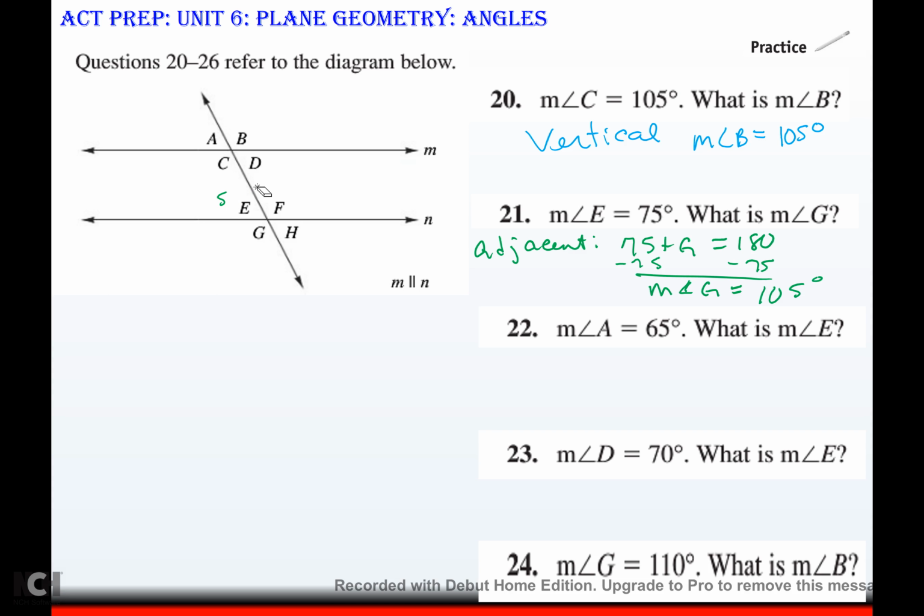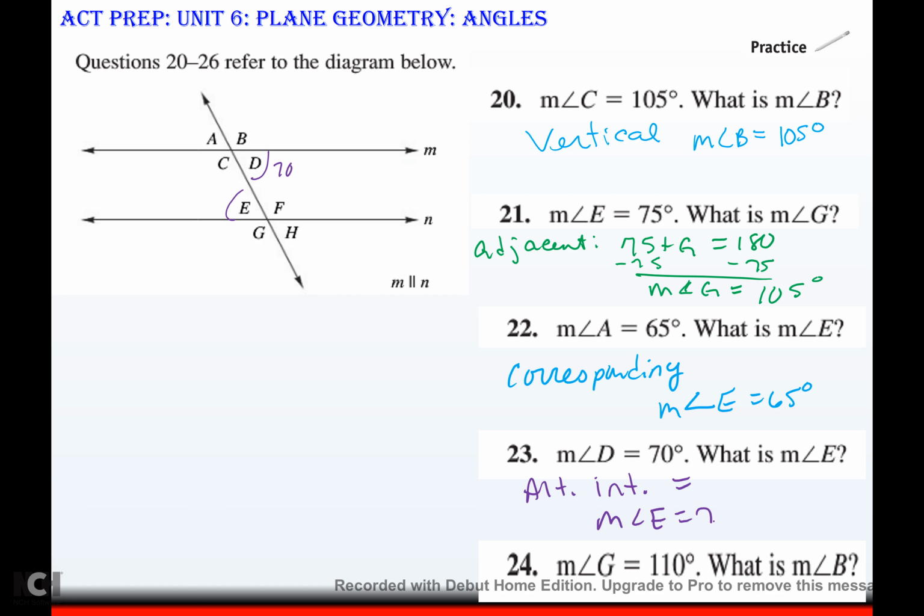Alright, on 22, it says if measure of angle A is 65, what is the measure of angle E? Well, A and E are corresponding angles, which means they're equal. So the measure of angle E has to be 65 as well. Okay, 23 says measure of angle D is 70 degrees. What's the measure of angle E? Well, those are alternate interior angles, which means they're congruent. So the measure of angle E has to be 70 degrees also.